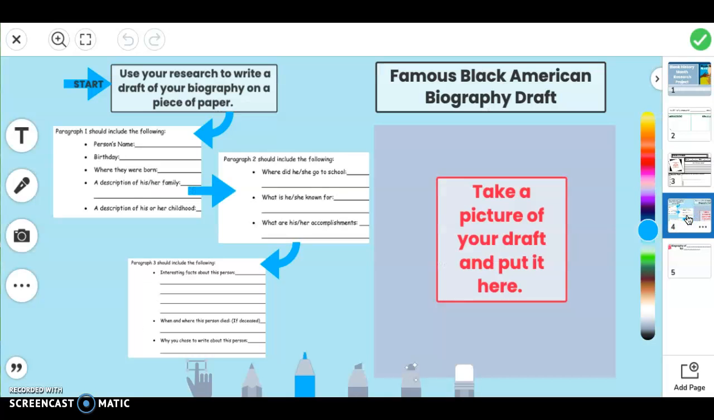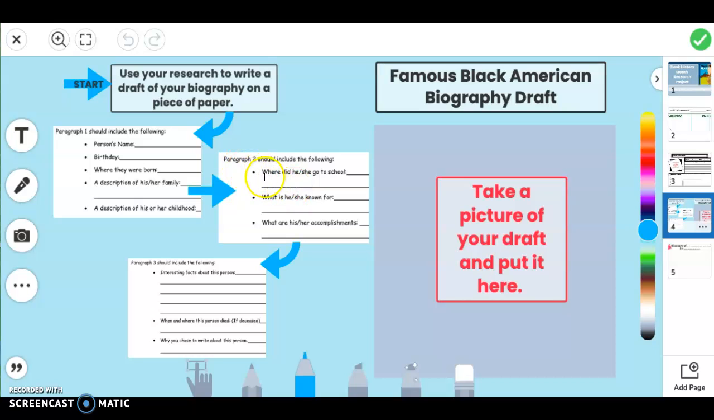On slide 4, you will begin writing a biography draft. This is where you are writing out your own story about this person's life. You are going to use your research from slides 2 and 3 to write a draft of your biography on a piece of paper. Your first paragraph, or the beginning of your story, should be about your person, when they were born, where they were born, maybe some information about their family and about their childhood, how they grew up.